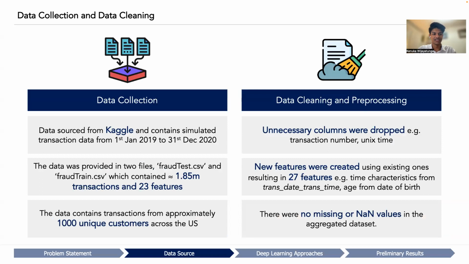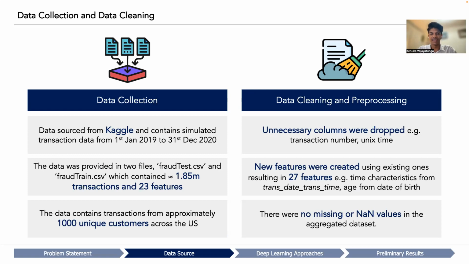Starting off with data collection, the data was sourced from Kaggle and contains simulated transaction data across a 2-year period. The data was actually provided to us in two separate files, a pre-split train and test file, but we aggregated this together, which resulted in 1.85 million rows or transactions and 23 features from 1,000 unique customers.